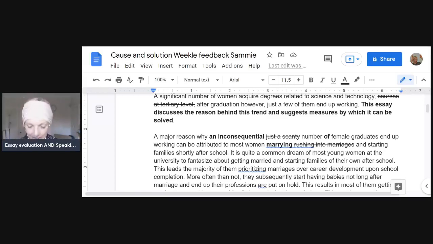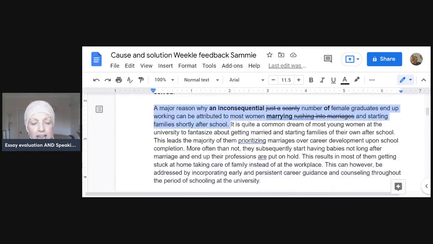So many students are in a stress, like, I have to create this amazing academic vocabulary. And actually, it's a lot more simple than you think. So a major reason is a great topic sentence, because now we know she's going to talk about the major reason. Okay, so this is her topic sentence, and then the next sentence she has to explain.